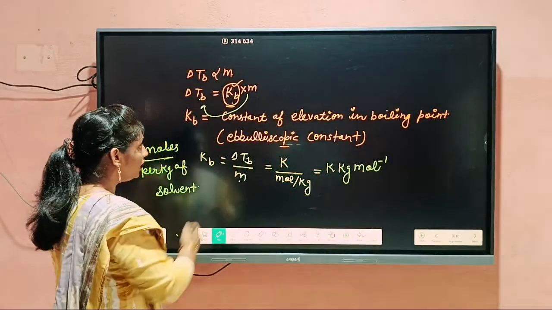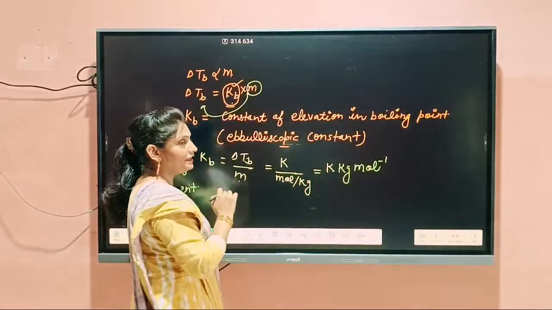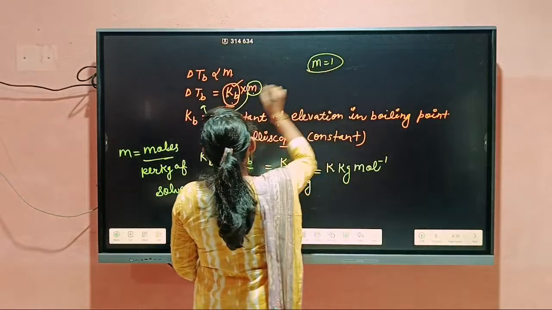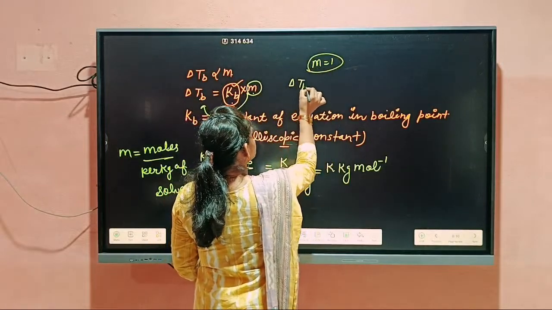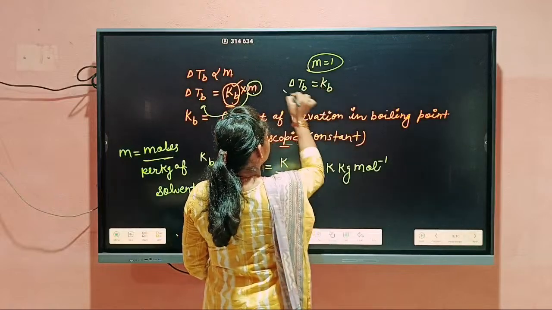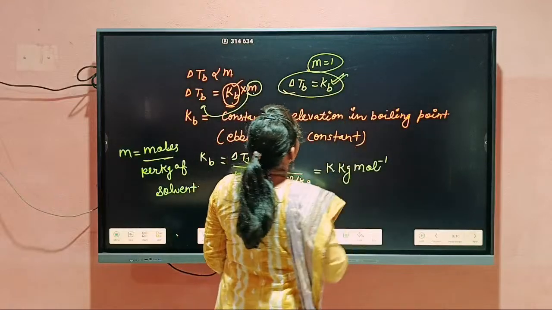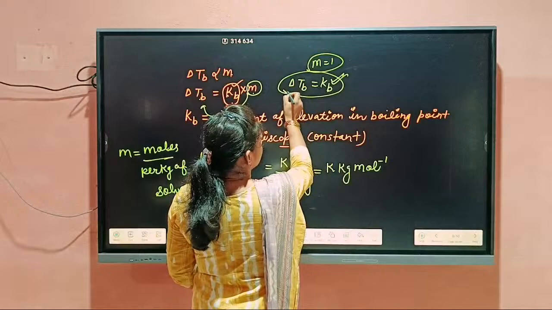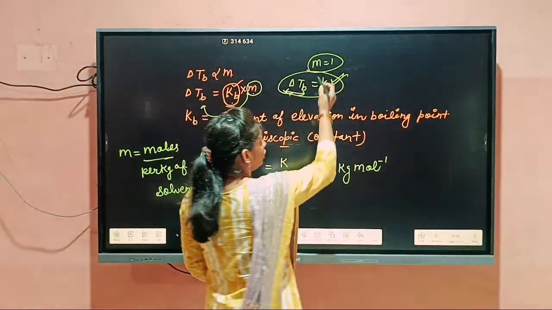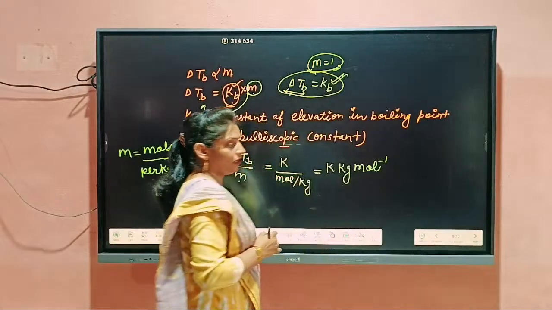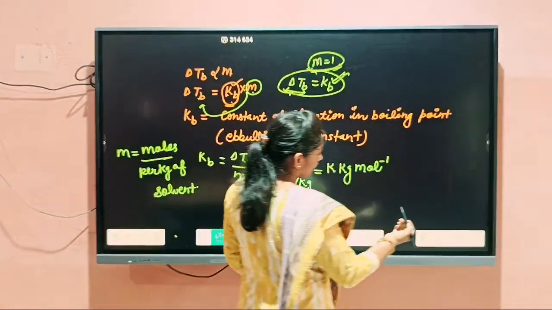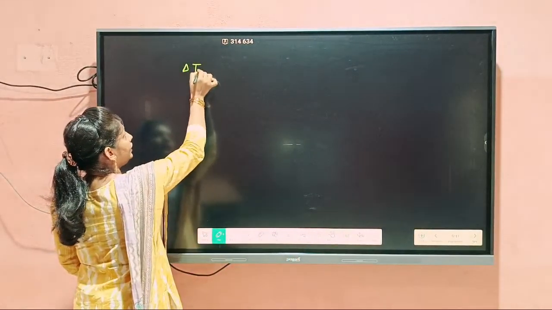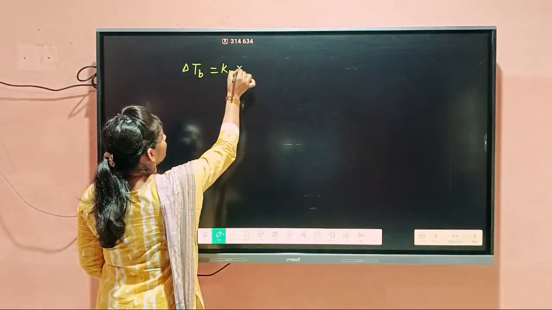And if our solution has molar concentration unity, if it has molar concentration 1, then from here delta Tb is equal to Kb. So what is the definition of the ebullioscopic constant? Kb is equal to the elevation in boiling point if the molar concentration of a solution is unity. Okay, students. So from here, delta Tb is equal to Kb into m.